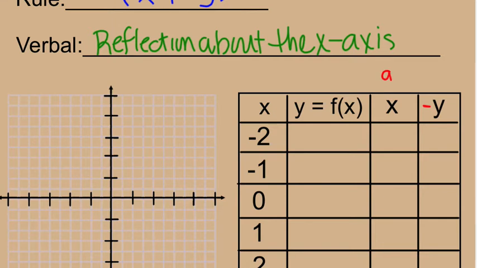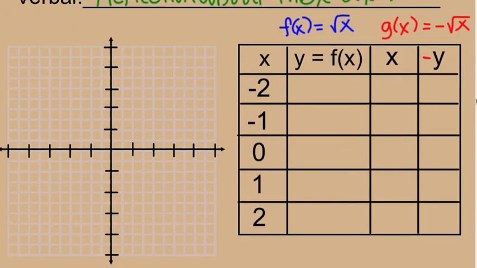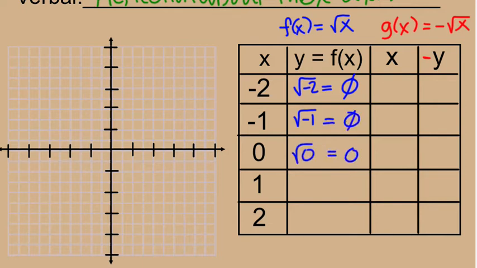So if our g of x equals negative square root of x, and f of x equals the square root of x, we're going to find those 5 ordered pairs by evaluating the function. So square root of negative 2, does not exist. Square root of negative 1 also does not exist. Square root of 0, 0. So there's your first value for x.